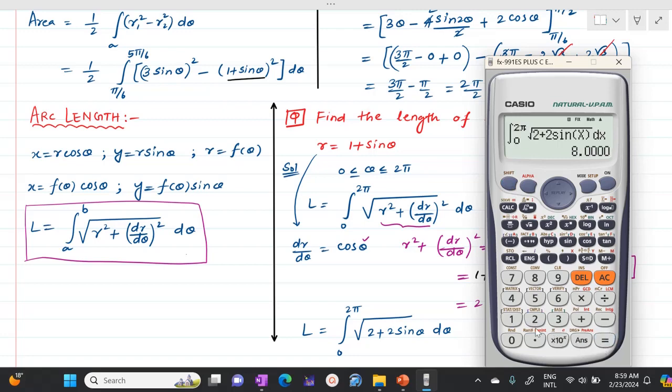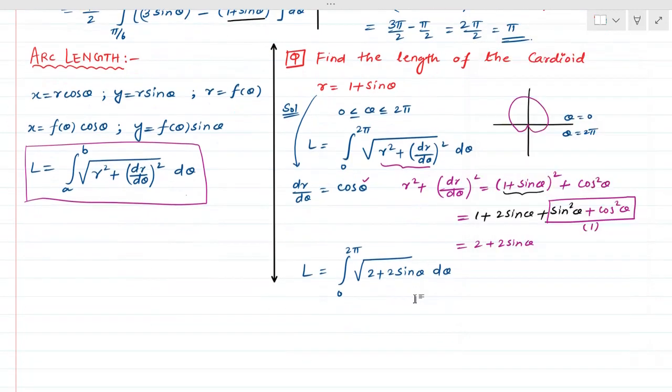So the answer is equal to 8. So you can use the calculator in order to simplify this type of integral.